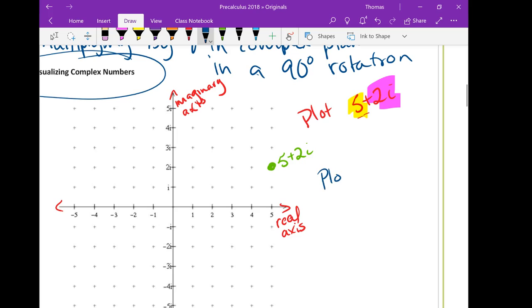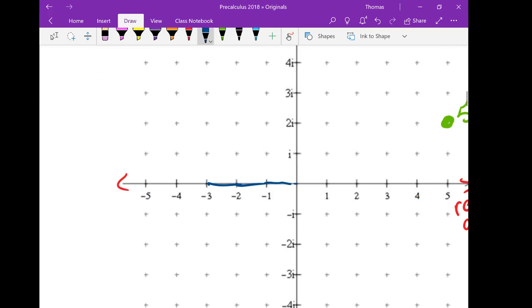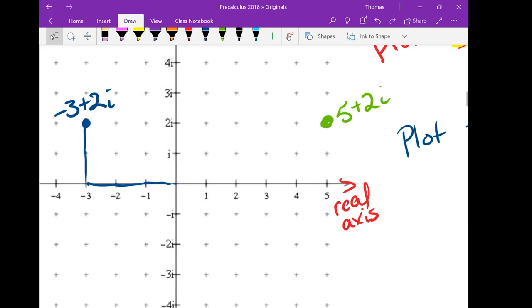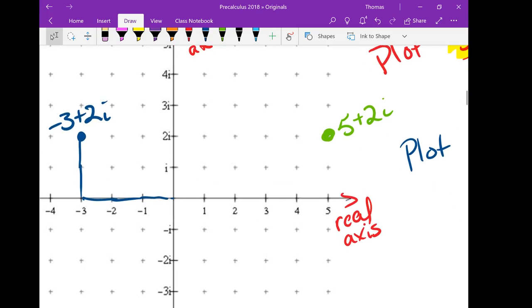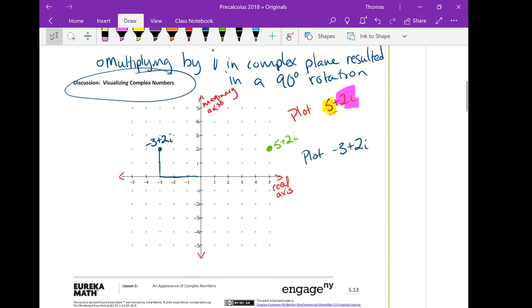So let's say we want to plot negative 3 plus 2i. Similarly, now we have a negative real part, so I'm going to go over negative 1, negative 2, negative 3, and then up to 2i, 1 up, 2i. So that would be negative 3 plus 2i. We could also plot, say we wanted to have one with a decimal in it. We could say plot negative 2.5 minus 3.5i.